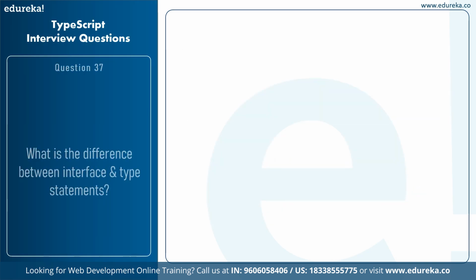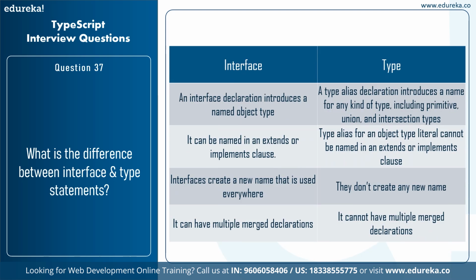The next question is, what is the difference between interface and type statements? Now talking about interface, an interface declaration introduces a named object type, whereas a type-alias declaration introduces a name for any kind of type, including primitive, union, and intersection types. Now interface can be named in an extends or implements clause, whereas the type-alias for an object type literal cannot be named in an extends or implements clause.